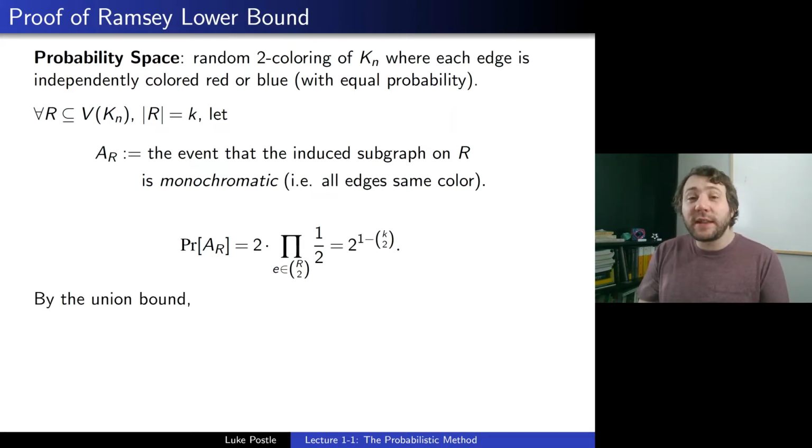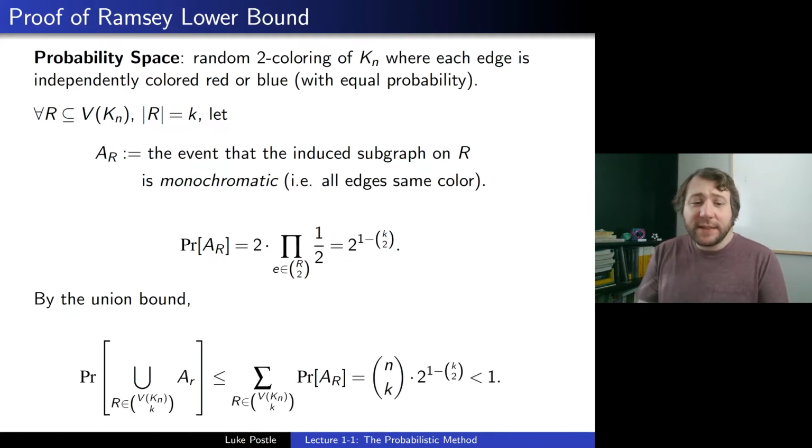Then we want to find out the probability of all the events together. So we take a union bound. That is simply saying that the probability of the union of all these A_R, of all of these bad events, R in V choose k, is at most their sum, right?